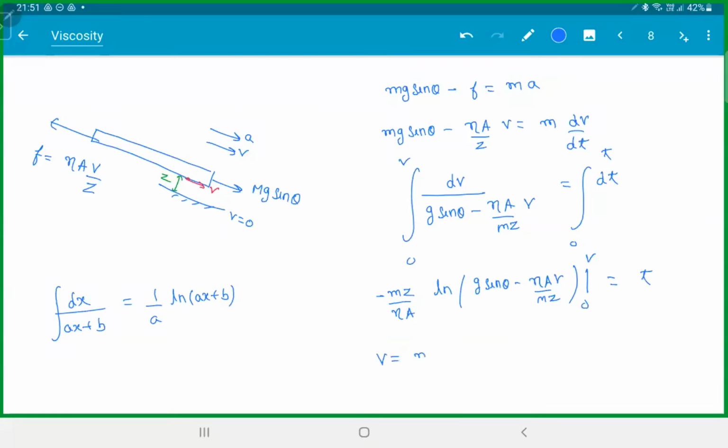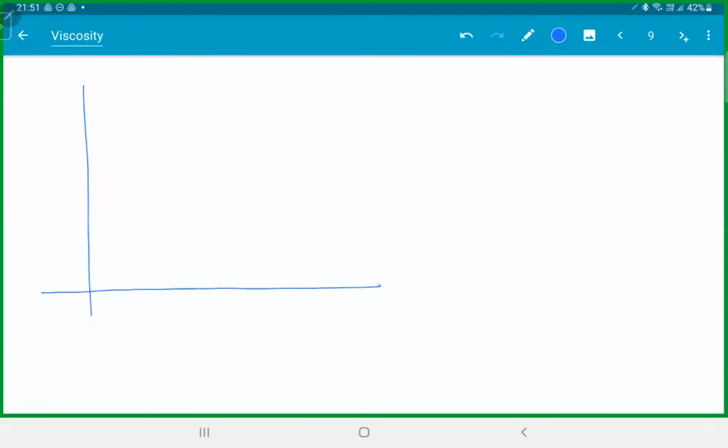So v will be mg sinθ z by η a times (1 minus e to the power minus η a t by m z). This is what you get as velocity as a function of time t. It's an exponential function. If you plot the v versus t graph, velocity starts at 0 and eventually it becomes constant. It will tend to a constant value. The final velocity which you reach is called v terminal.